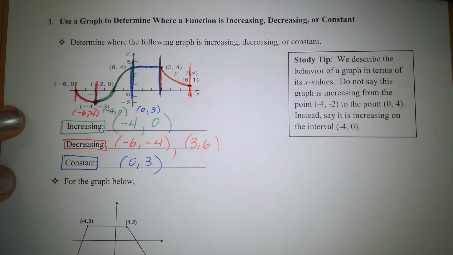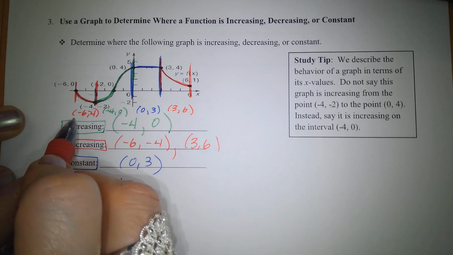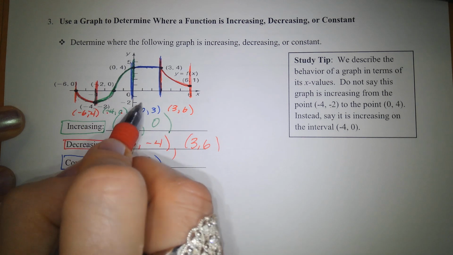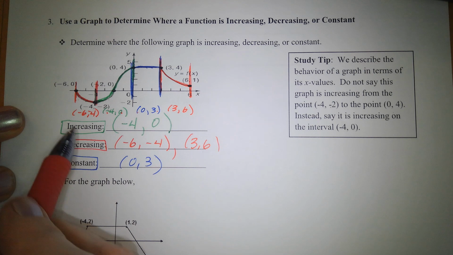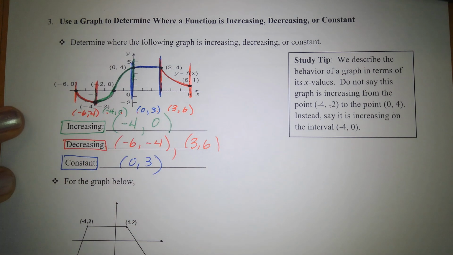Then right after that, it's starting back up at 3. And then it starts to decrease until it gets to 6. So you see it goes from -6 to -4, -4 to 0, 0 to 3, 3 to 6. So all of these should be a continuous collaboration of x's, never missing one of the x values.